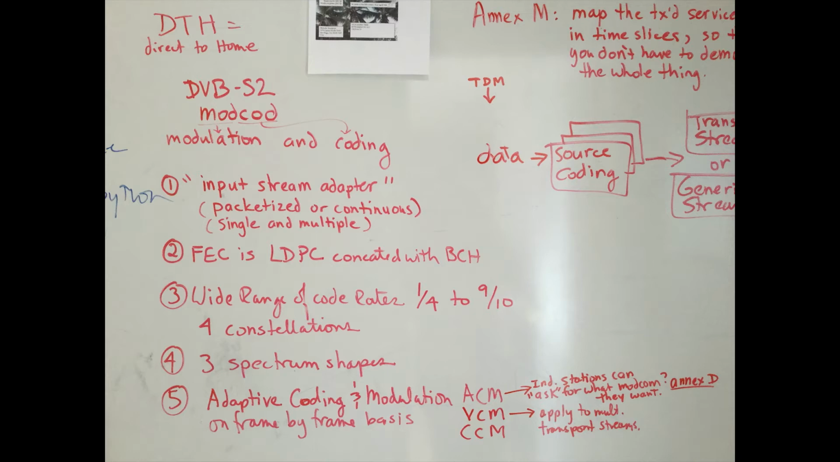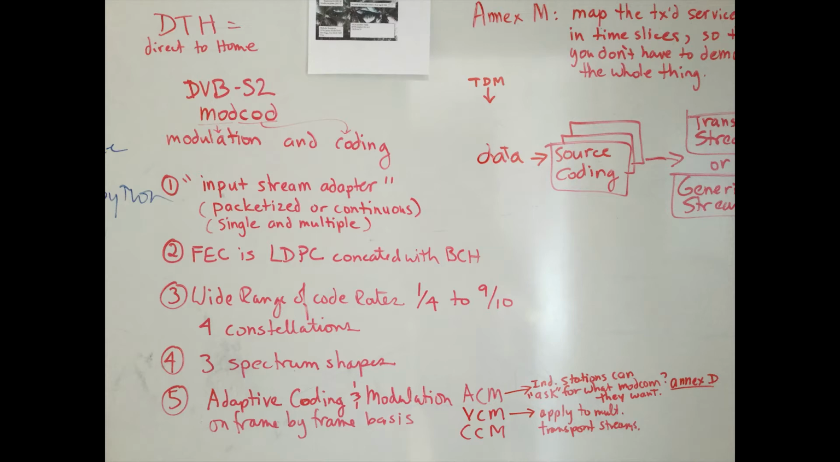This is the foundation of our Common Air interface. DVB-S2X specifies the modulation and coding for our receive signal. There are 5 major landmarks. 1. An input stream adapter. Input streams can be packetized or continuous from single or multiple sources. This is helpful.